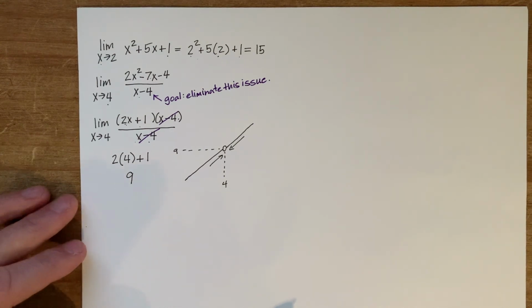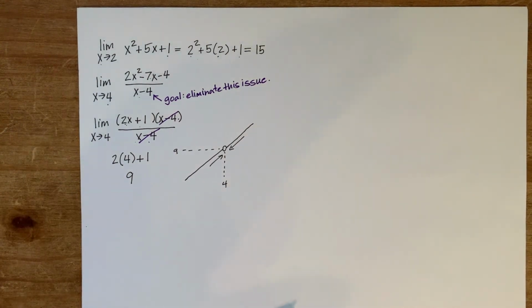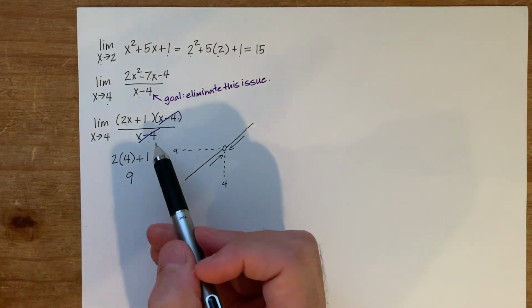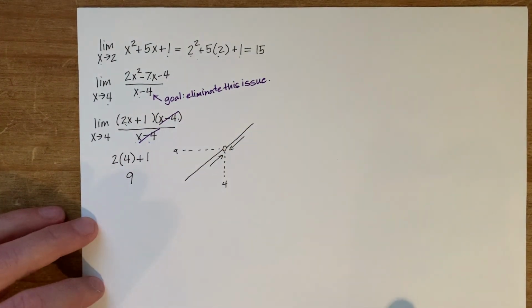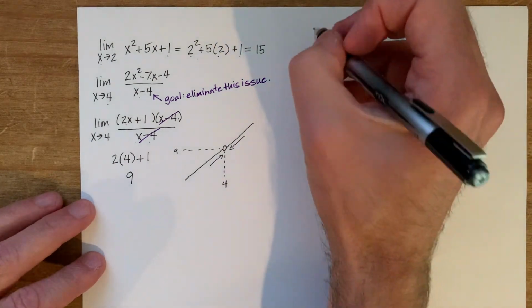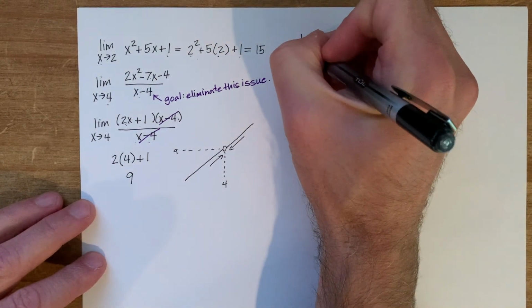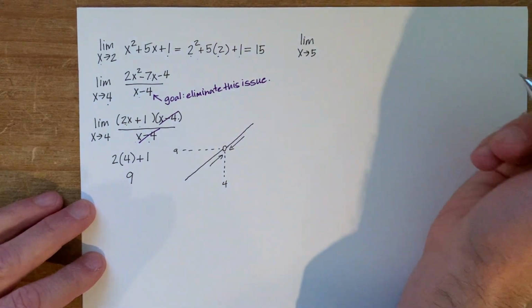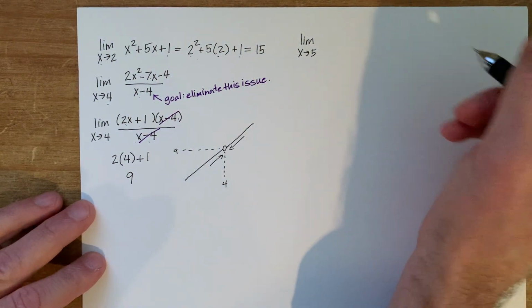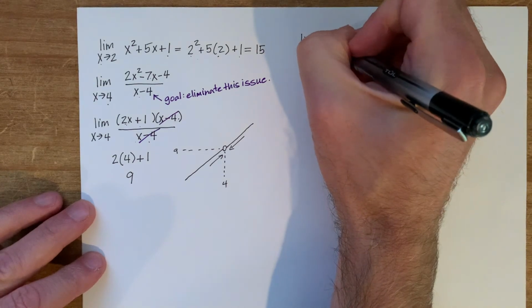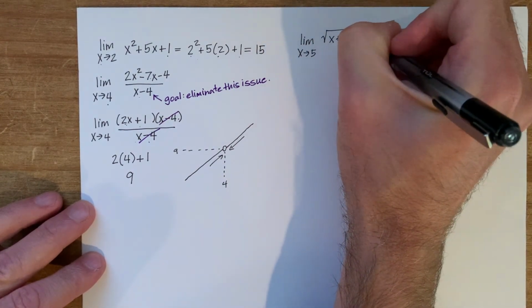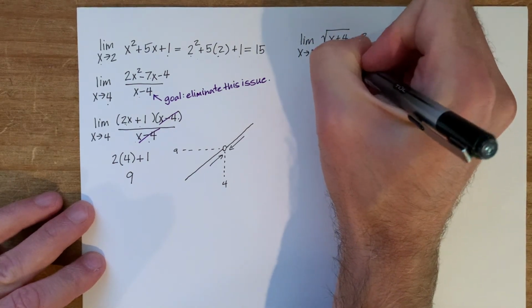So that's one type of very common limit where we factor the numerator and we can do some cancellation. We can cancel out a common factor. Another very popular limit type problem involves square roots. So here I have the limit as x approaches 5 of the square root of x plus 4 minus 3 over x minus 5.